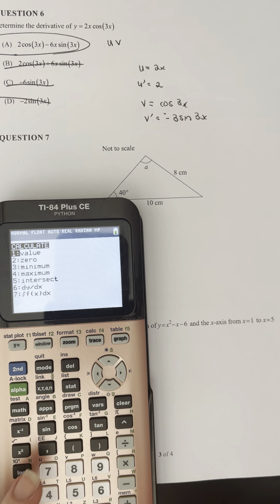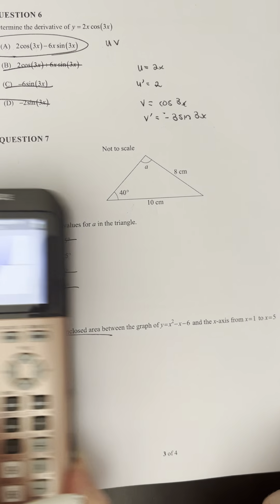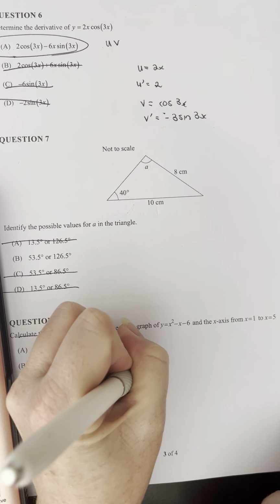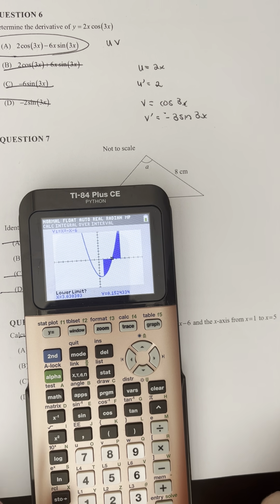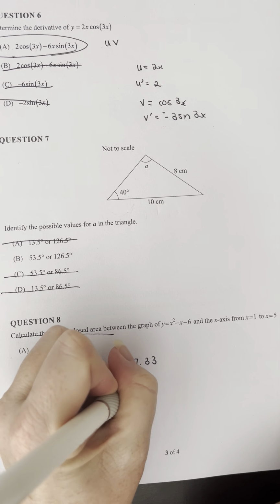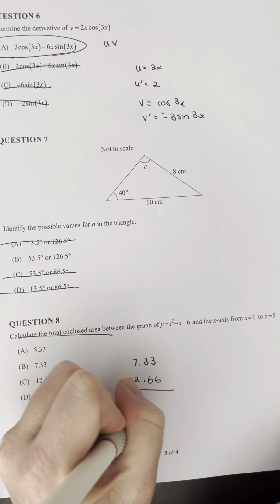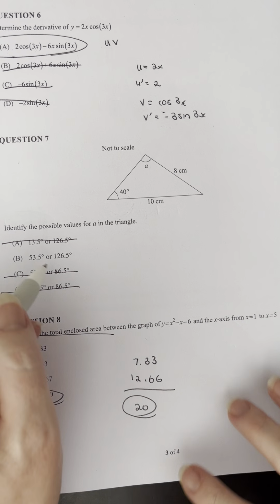So if we just do second trace 7 between 1 and 3, we get negative 7.33. So we just want the positive version of that. Then we're going to go between 3 and 5, and we get 12.66. When we add them together, we get 20. So the answer is D there.